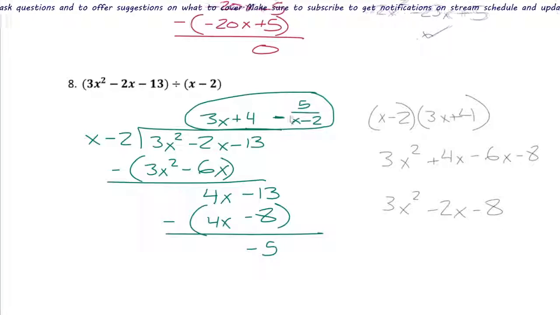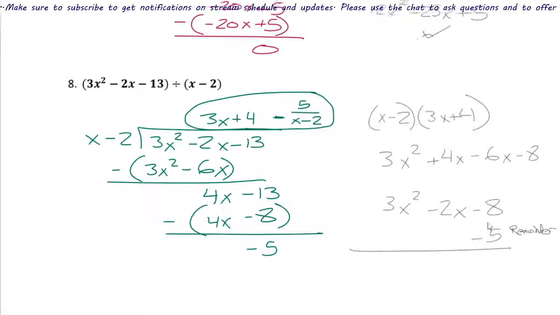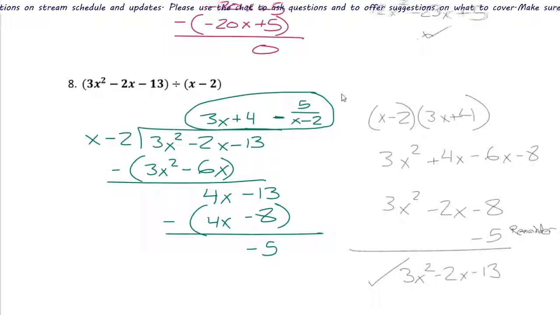And now we need to add the remainder. So we're going to add a remainder, and it's a negative 5. So we'll just do minus 5. This is our remainder. And when we do that, negative 8 minus 5 is negative 13. Still have the negative 2x, and we have the 3x squared, and we still get the same answer. So our check is good, so that means our answer is good.